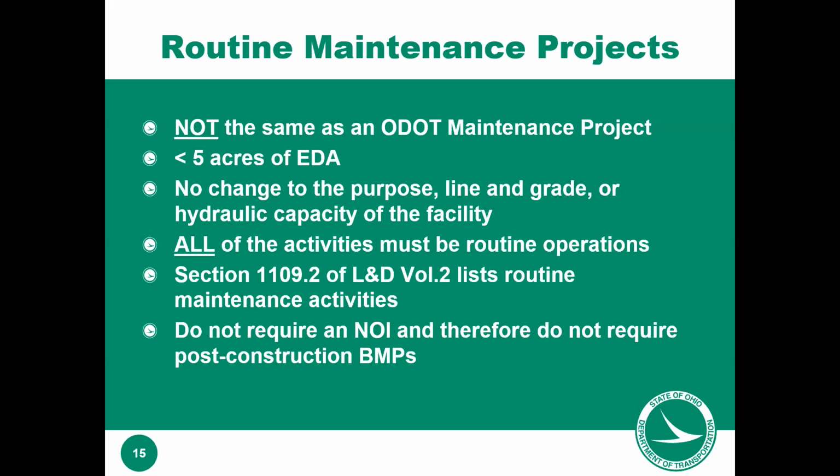The other thing is all activities must be routine maintenance. You can't split up your project into half routine, half new construction. Everything under your NOI under your permit has to be kind of the same. We have this section in L&D that lists all these routine maintenance activities. And the important thing is that if it's a routine maintenance activity as defined, it does not require an NOI, which is a notice of intent for permit coverage, and therefore doesn't require post-construction BMPs.